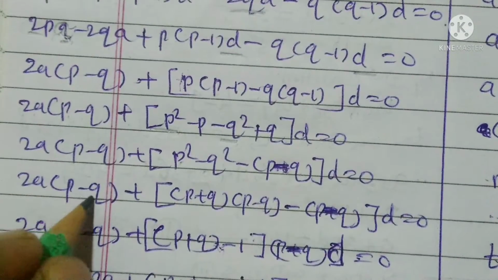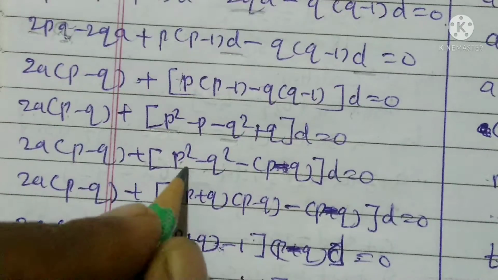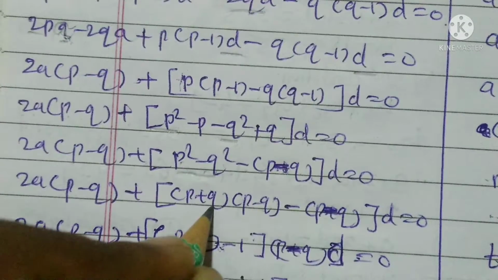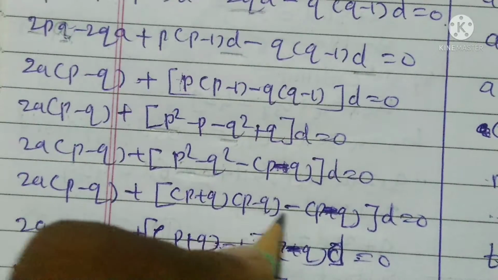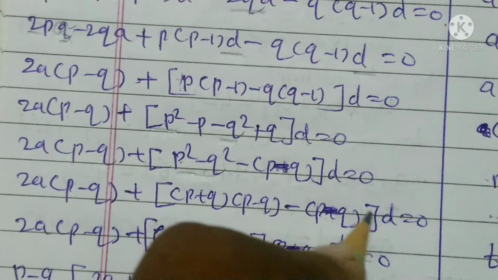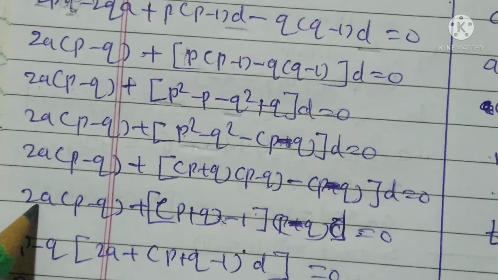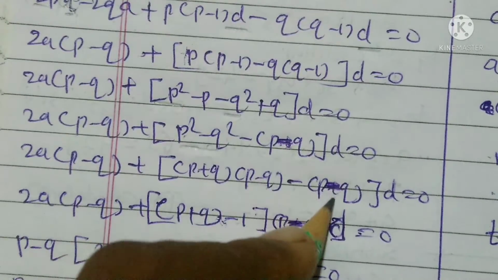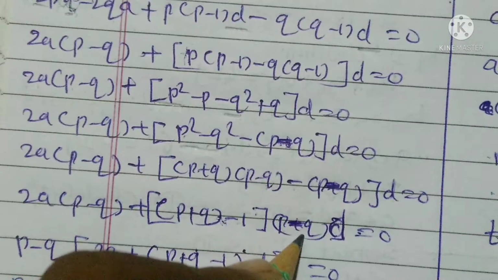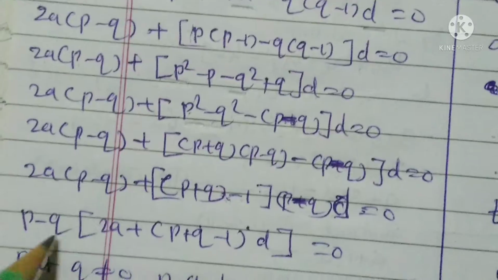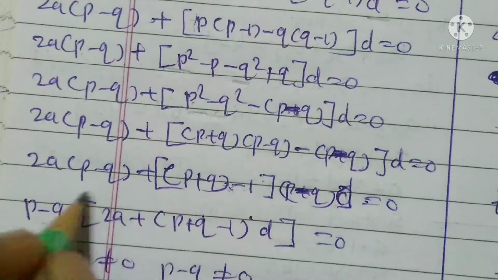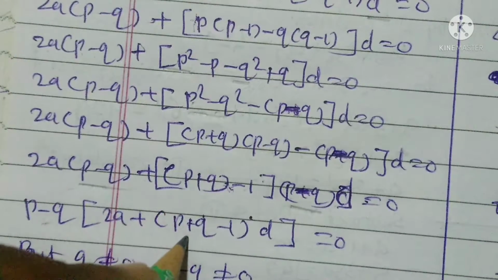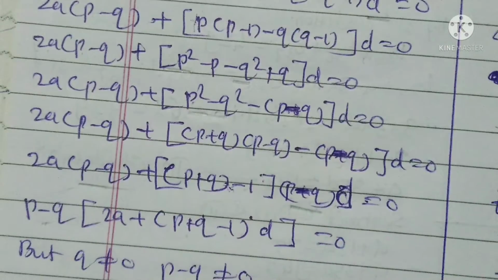So 2a(p minus q) in the first bracket plus, here is a formula, p square minus q square equals (p plus q)(p minus q), minus (p minus q), bracket complete into d. So 2a(p minus q) plus (p plus q minus 1) remaining, and p minus q is common, also d common. So p minus q goes to common: (p minus q) times (2a plus (p plus q minus 1) into d).